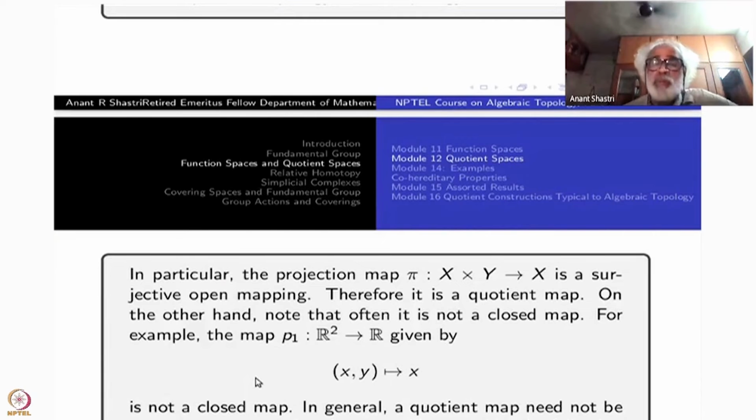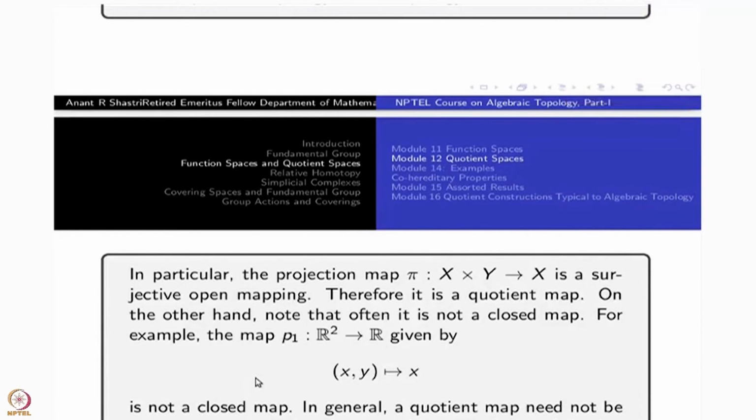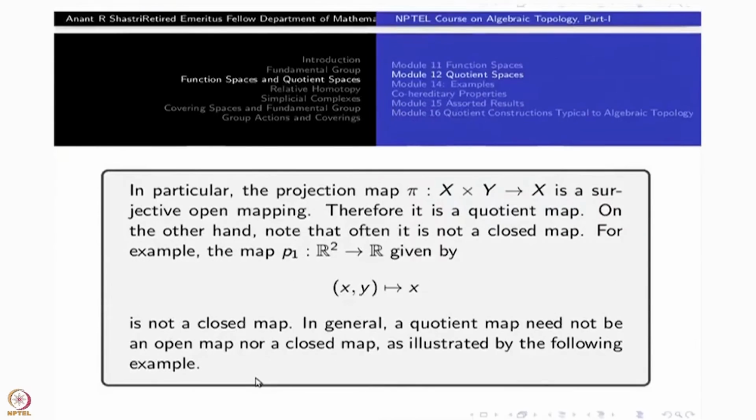But be careful, projection maps are not closed. You may know that the standard projection xy to x or xy to y from R2 to R is not a closed map. Just look at the image of the hyperbola xy equal to 1. By the very definition, xy equal to 1 is a closed set inside R2. Its image inside the x-axis, what is it? It is all the real numbers minus the 0. And that is not a closed set.